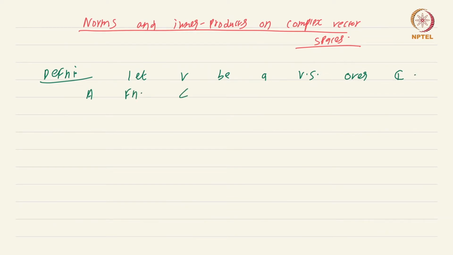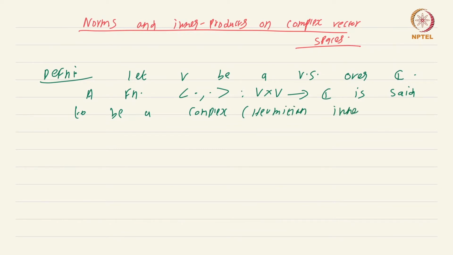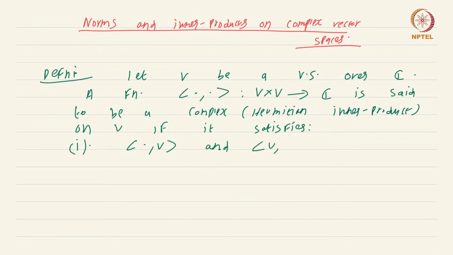A function, which we will denote by the same notation we use for inner product, from V cross V to C is said to be a complex or Hermitian inner product on V if it satisfies condition 1: dot comma V and V comma dot are linear and conjugate linear respectively. What does this mean?